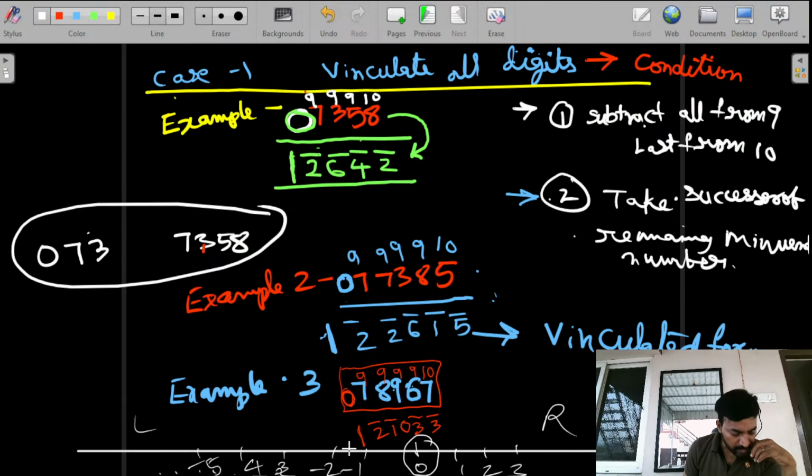So I hope you understand this vinculated all digits. Case 1, vinculating all digits. Is it clear, everyone? Sir, I cannot understand the vinculation process properly. Only 2 steps, amma. We have only 2 steps. Subtract all from 9, last from 10.